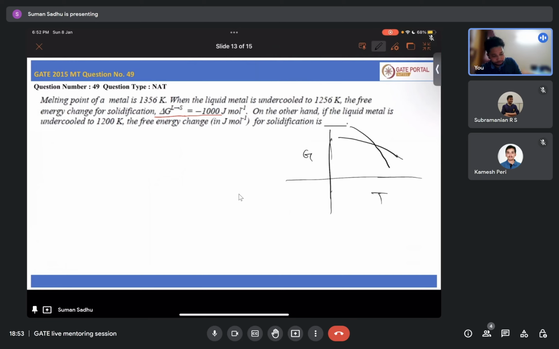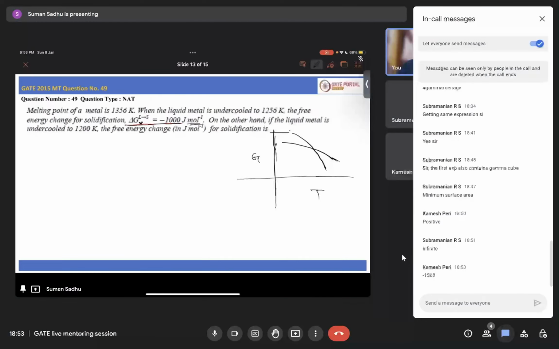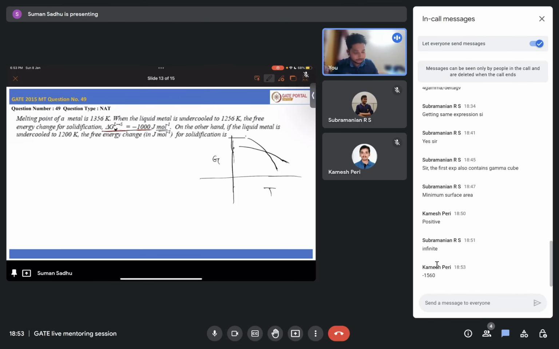So G liquid to solid means basically delta G, which we were writing, not exactly delta GV. Delta GV is per unit volume, and in this case it is per mole, not per unit volume. But from the graph only it is the same, so there you have to divide that part. Yeah, you have already calculated, yes, it is minus 1560.